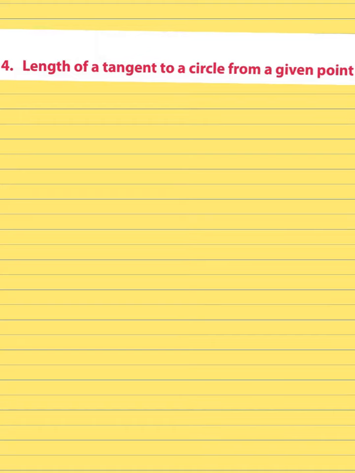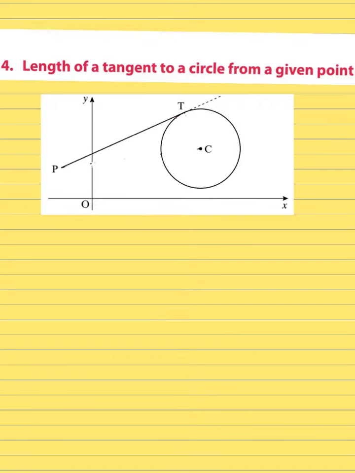Here we will find the length of a tangent to a circle from a given point. Now here we have a circle and we have a point P, and we know that we can have a tangent, tangent PT, and we want to know the distance from this point P to this point T. So the length of that line segment PT.